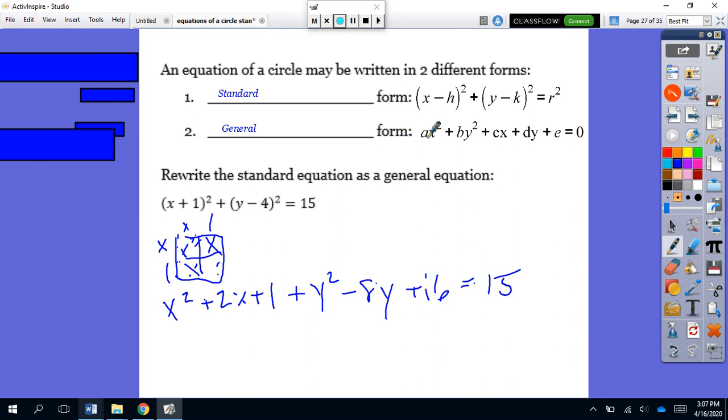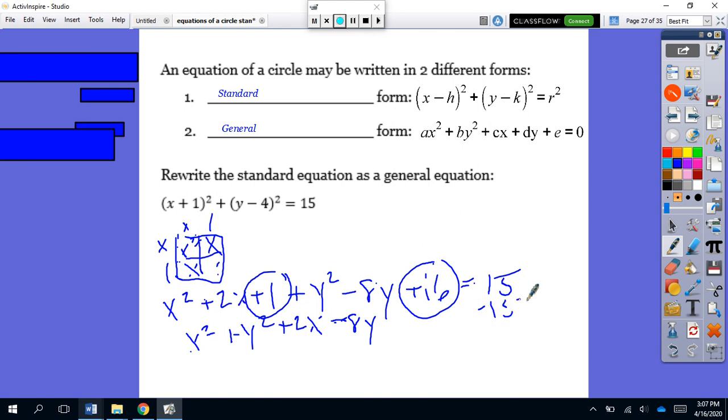So now I need it to look like this. So let's put the x squared term first, put the y squared term, now the x term comes next, so plus 2x, and then minus 8y. And then I've got plus 1, plus 16, and then I got to subtract 15 because I need 0 on the right hand side. So 16 plus 1 is 17, minus 15 is 2. So there's your answer. X squared plus y squared plus 2x minus 8y plus 2 equals 0.